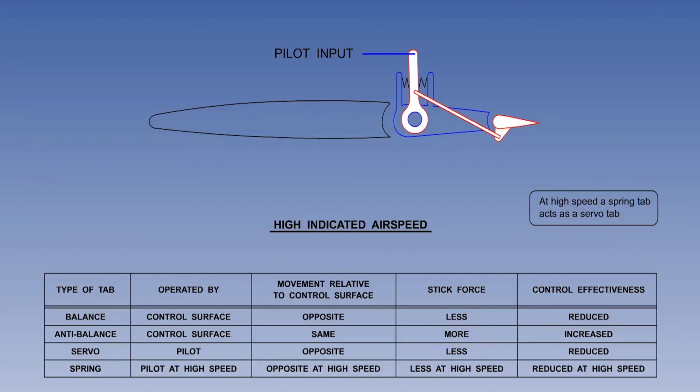At higher IAS, the spring tab acts as a servo tab by moving in the opposite direction to the control surface, and therefore reducing control effectiveness. At high IAS, the servo tab reduces the hinge moment, the stick force and control feel. The spring tab can also be used for manual reversion in the event of hydraulic failure to powered flying controls. This will be discussed in detail in the next lesson.